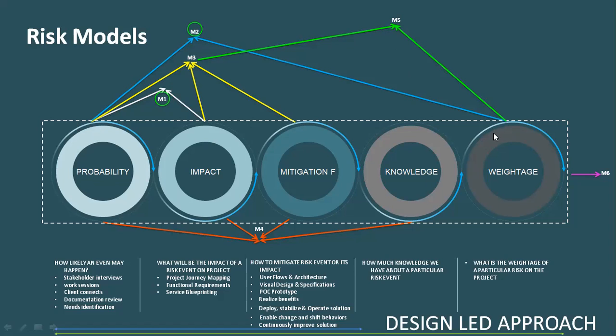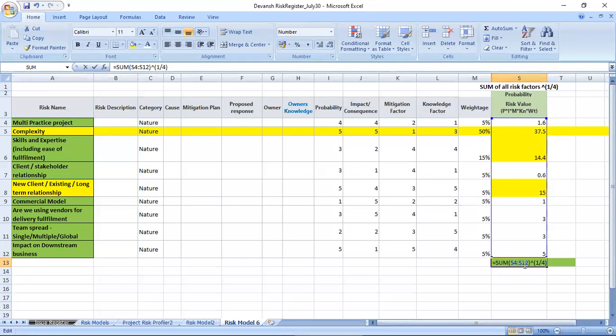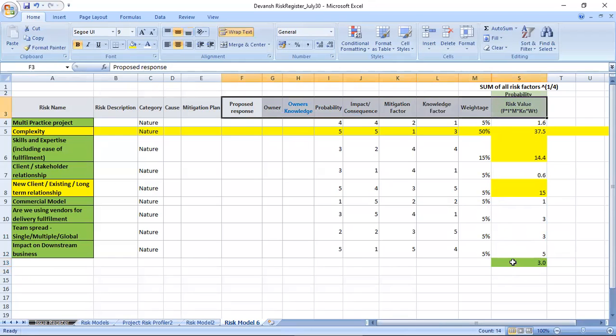Okay. Now, as we discussed, the formula of that particular risk is raised to the power 1 by 4. I'm not going to discuss in detail how this formula was derived. But when you have 5 parameters, this is how it works.